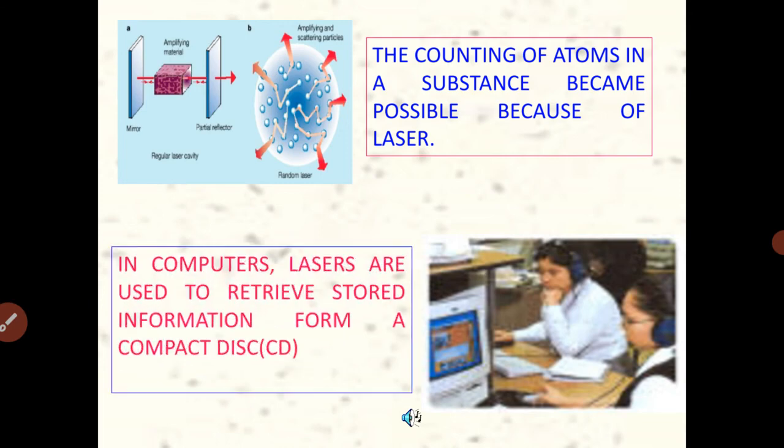Next, we can also use these lasers in computers. In computers, the lasers are used to retrieve stored information from a compact disc, that is the CD. We can also use the DVD here. These lasers are used to retrieve the stored information, meaning to play this stored information, which is visualized by using this laser light.